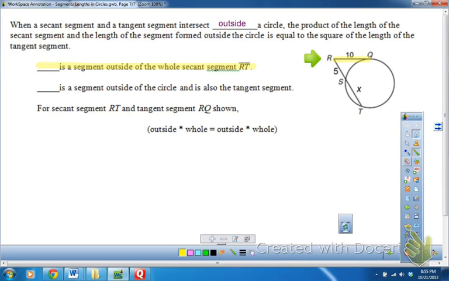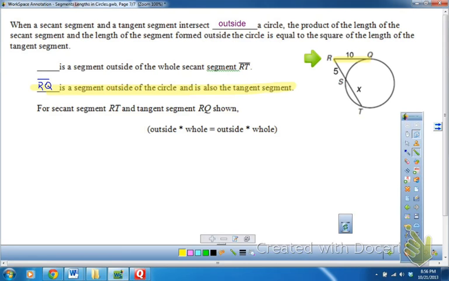You still have the whole piece that is outside and is also tangent. That is RQ. RQ is a segment outside of the circle, but it is also the entire tangent segment. So it represents the outside and the whole part.